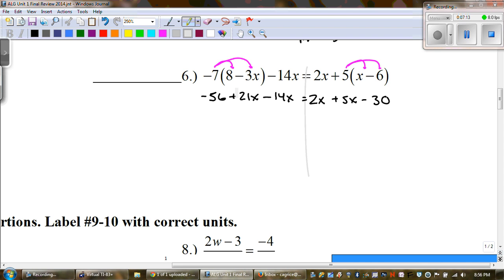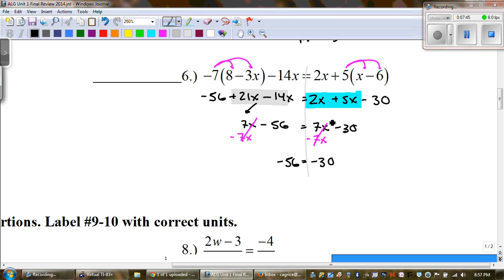Okay. I'm going to combine my like terms on both sides. I like to put my x first, so 21 minus 14 is 7x minus 56, and then we get 7x minus 30. I want to get our variables on one side, so I'm going to subtract 7x, and that cancels out. And when I subtract the 7x, that cancels out too, and we're left with negative 56 equals negative 30, which I know is not true. Okay, so when we get two things that don't equal each other, we know that there is no solution.